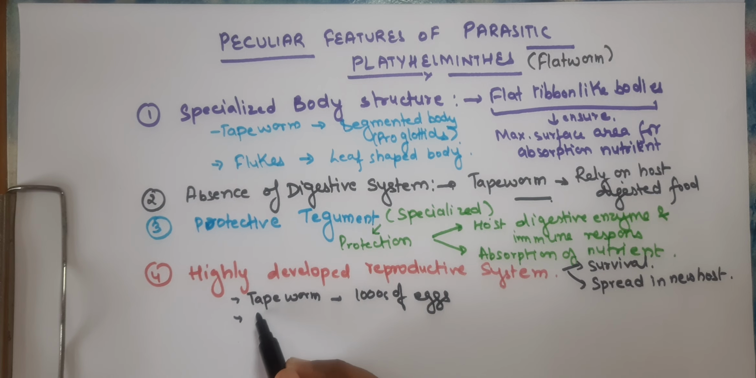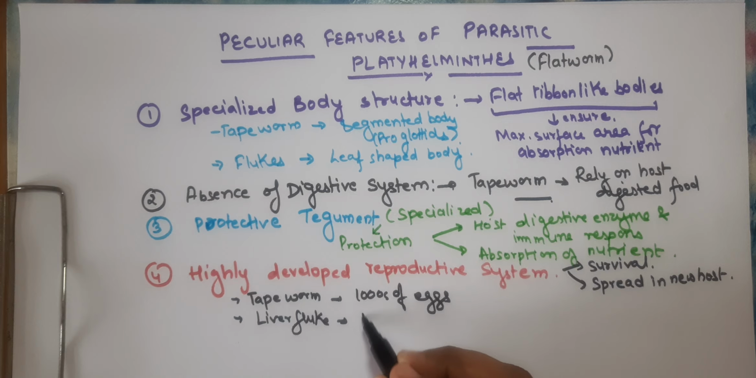And if we talk about the liver fluke, they will also produce thousands of eggs to complete their complex life cycle that involves multiple hosts. So they also rely on multiple hosts.